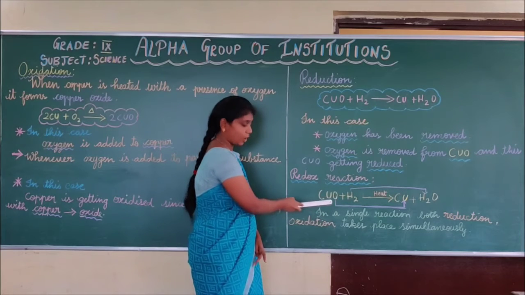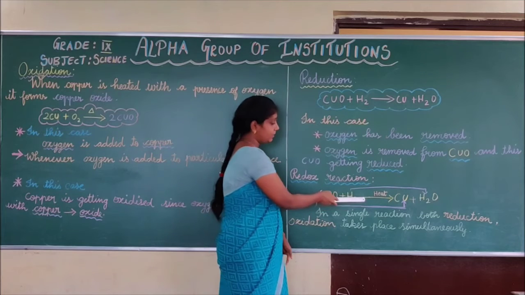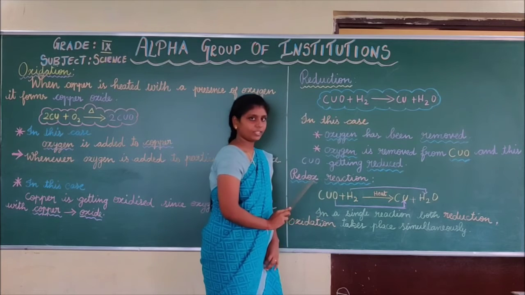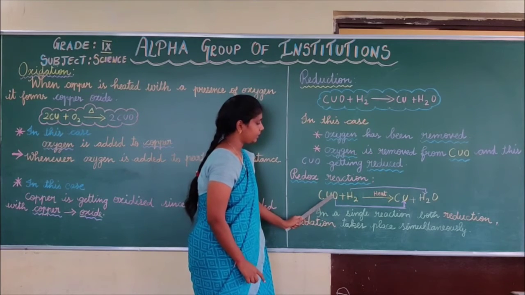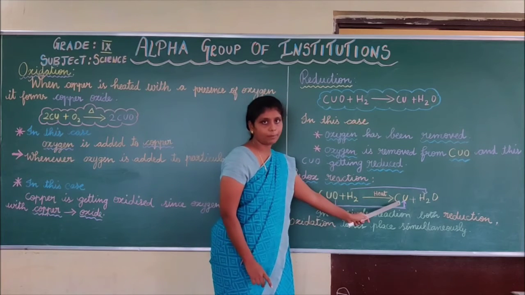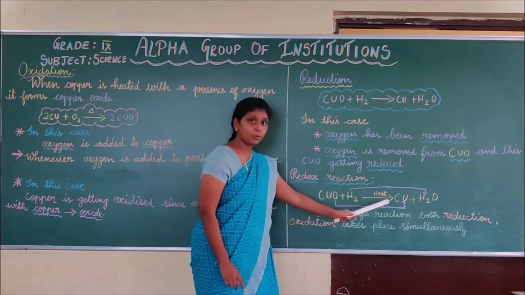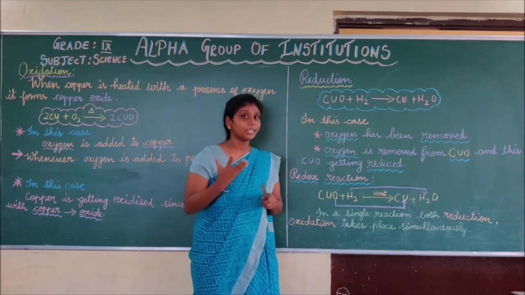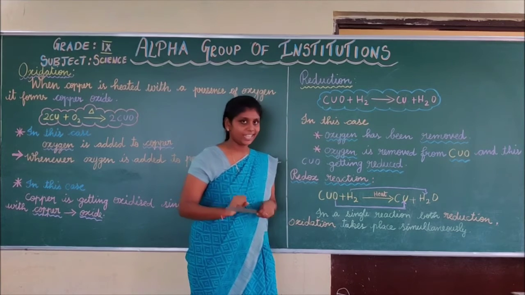Copper oxide plus 2 hydrogen is heated, gives copper plus H2O. See here, in this case, the oxygen is removed from copper oxide and becomes copper. Whenever the oxygen is removed, that process is called what? That process is called a reduction reaction.